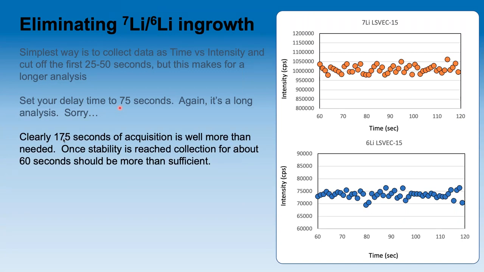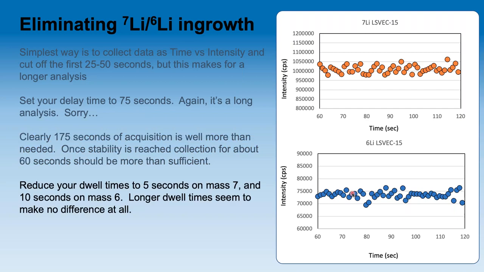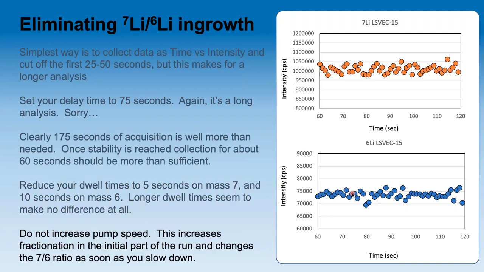However, the 175 seconds is probably more than what we need. So if we look, I've lopped off this analysis down to only 60 seconds of sample collection, and it's quite stable over those 60 seconds. So 60 seconds should be more than sufficient. And of course, I want to reduce my dwell times to be as short as possible, 5 seconds on mass 7 and 10 seconds on mass 6. Longer dwell times don't seem to make any difference. So not going to bother.